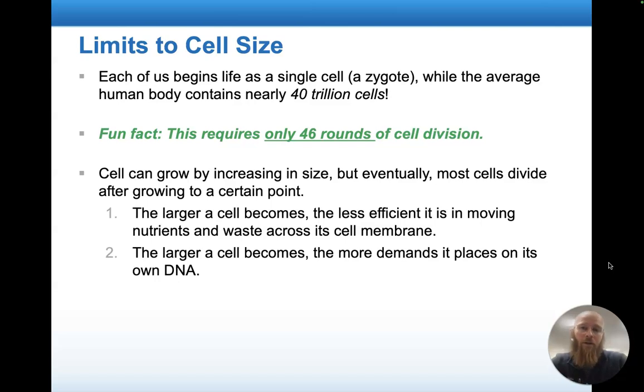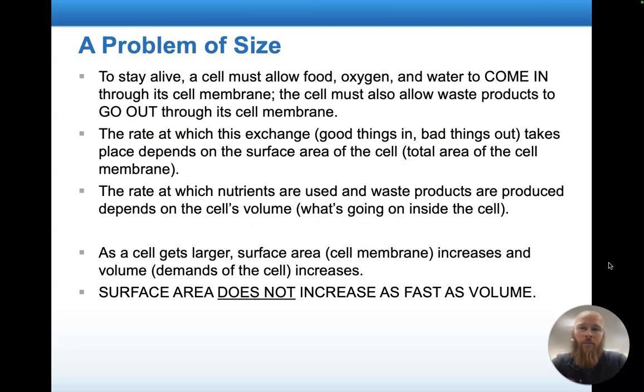It's important to note cells can grow by increasing in size, but eventually most cells end up dividing after growing to a certain point. And so that's to say that the larger a cell becomes, the less efficient it's going to be in moving nutrients and waste products across its cell membrane. And it's also because the larger a cell becomes, the more demands it's actually going to place on its own DNA. And we're going to explore what that means and a useful analogy as we move forward. So really, size is the issue, okay?